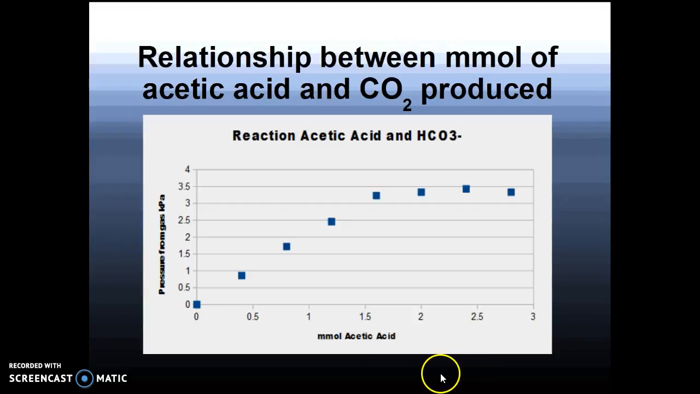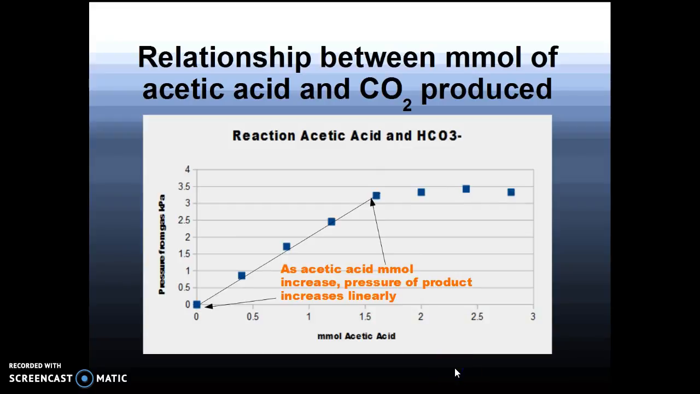We then graphed millimoles of acetic acid, not milliliters, but millimoles, against the pressure that came from the gas produced in the reaction. And as you can see, we got a linear increase to a certain point, and then the amount of carbon dioxide stayed flat.